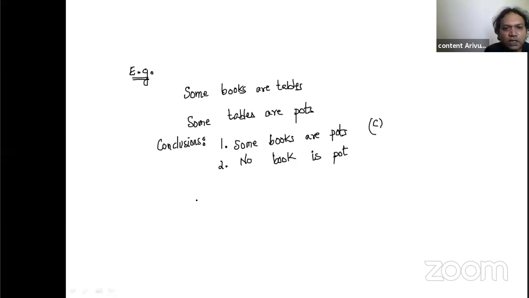Now let's see why C is the answer. And this will cover one of the situations when the answer becomes either or. This is a very good example for the either or case. Some books are tables, so we make it like this. This is the circle for books and this is the circle for tables. Some books are tables and some tables are pots. So we can make this diagram like this.